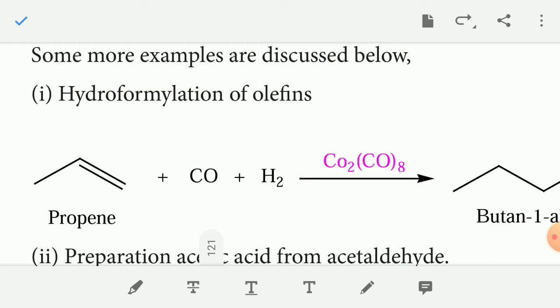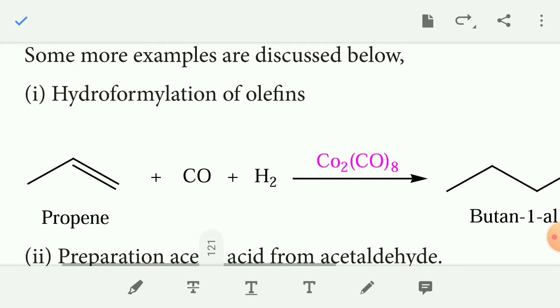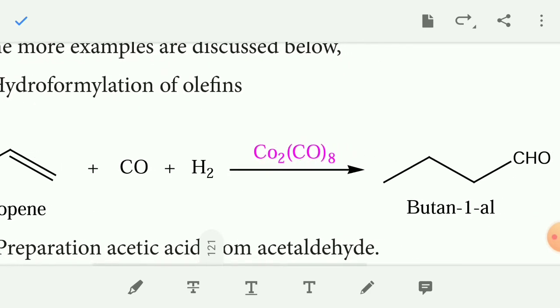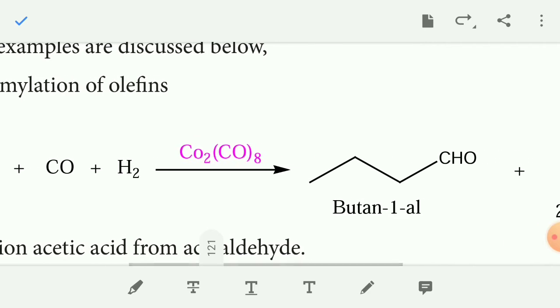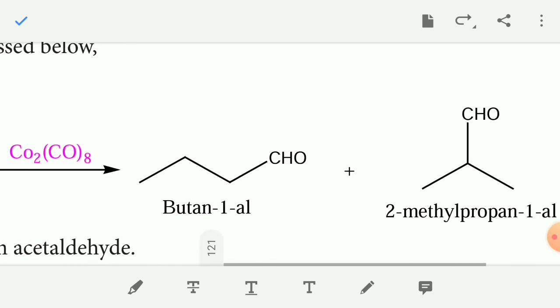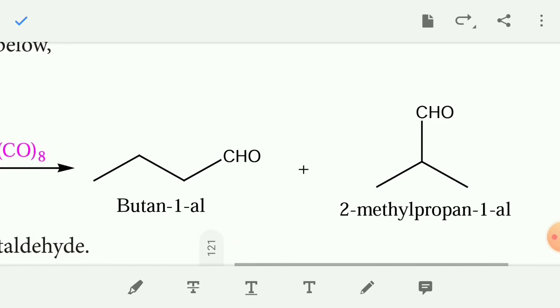First one: hydroformylation of olefins. Olefins contain double bonds. So propene plus CO plus H2. Here the catalyst we can use is Co2(CO)8. What is the product? Butan-1-al, that is an aldehyde compound, plus 2-methyl propanal.